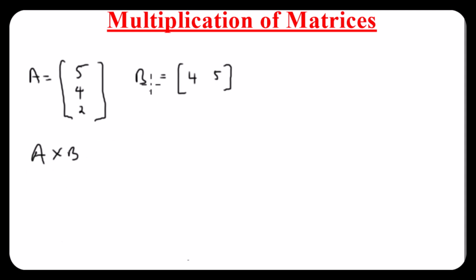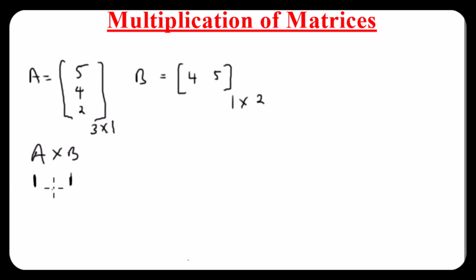So if we were to write the order of this matrix, it has 3 rows and 1 column, so this is a 3 by 1 matrix. While this one is a 1 by 2 matrix, 1 row and 2 columns. So let's try and say, are they compatible? Remember, the number of columns of the first one is 1, and the number of rows of the second one is also 1. Since this is true, they can definitely be multiplied together.